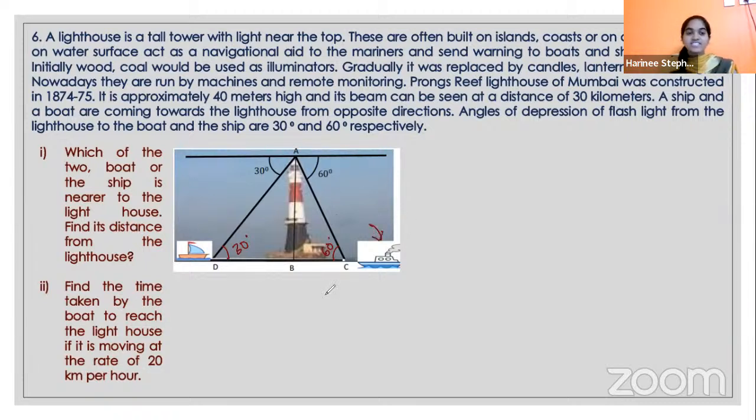Very good. Find its distance from the lighthouse. You are supposed to find this, and the height of the tower is 40 meters. Lighthouse is 40 meters. Can you find it quickly?